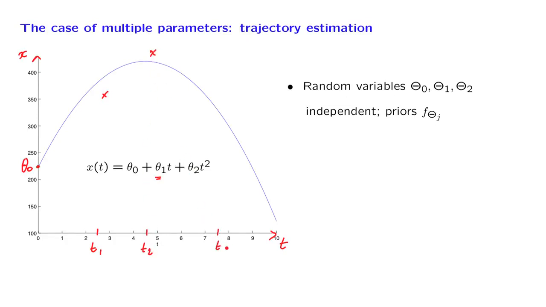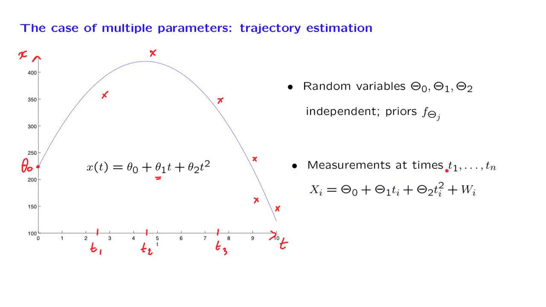At another time, you make another measurement and you record another value, and similarly, you get multiple measurements. On the basis of these measurements, you would like to estimate the parameters. Let us write down a model for these measurements. We assume that the measurement is equal to the true position of the ball at the time of the measurement, which is this quantity, plus some noise.